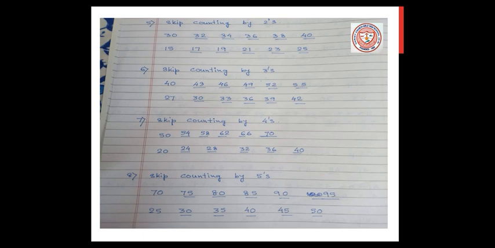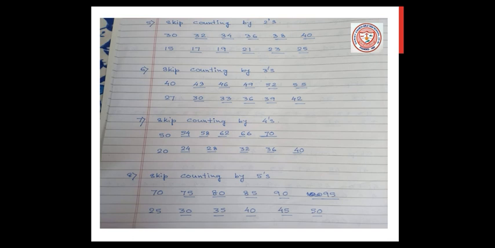Skip counting by fours. 50, 54, 58, 62, 66, 70, 20, 24, 28, 32, 36, 40. I repeat, 50, 54, 58, 62, 66, 70, 20, 24, 28, 32, 36, 40.